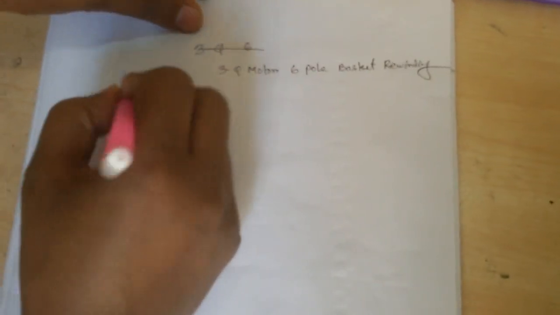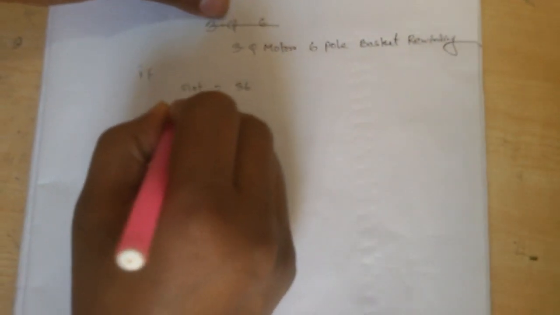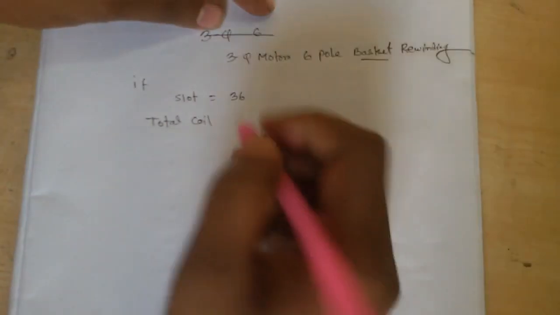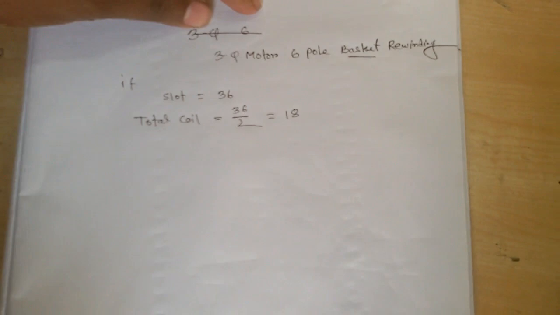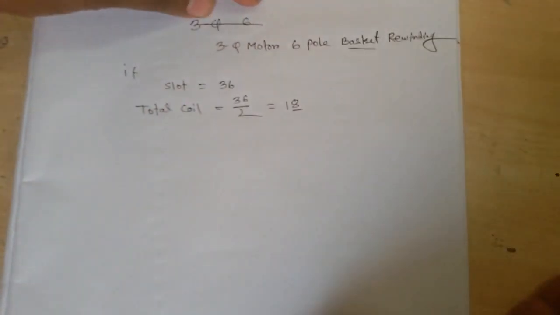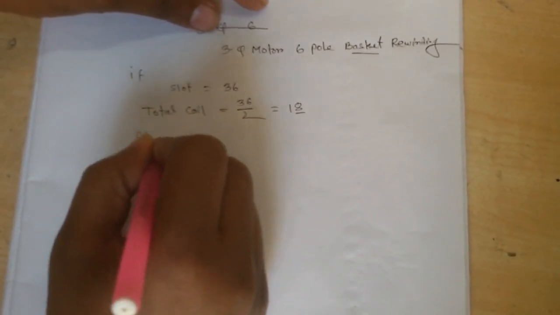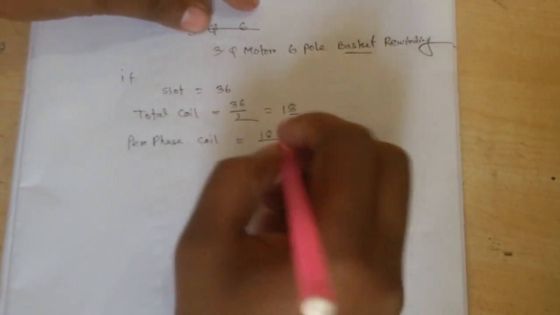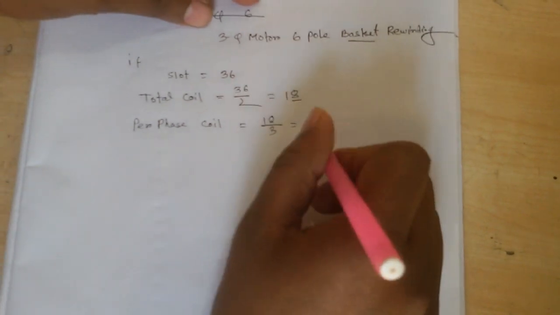That is, if the slot is 36, total coil per basket, this is single layer. If single layer, that is divided by 2, then 18 coil. This 18 coil is total coil. Now per phase coil, here is 3 phase coil. Per phase coil here is 18 by 3, so 6 coil per phase.